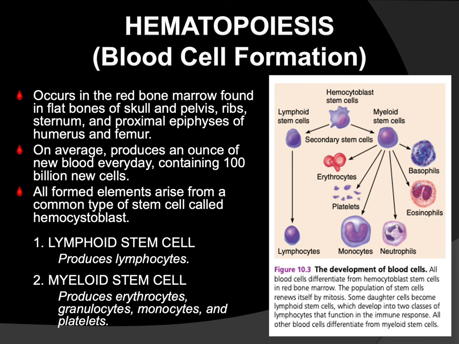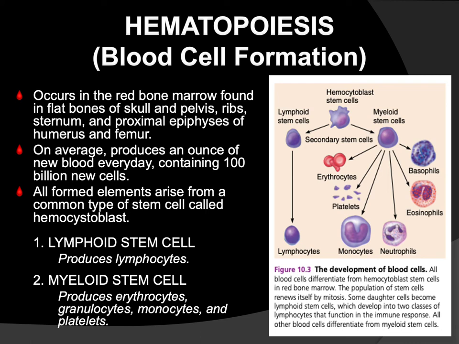What about blood cell formation? Blood cell formation occurs in the red bone marrow found in flat bones of skull and pelvis, ribs, sternum, and usually the proximal epiphyses of the humerus and femur. On the average, we produce 1 ounce of new blood every day. This is approximately equivalent to 30 ml of blood every day, which contains 100 billion new cells.